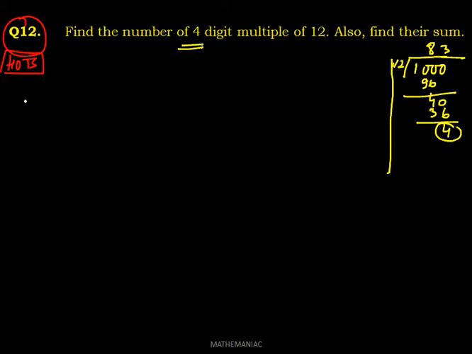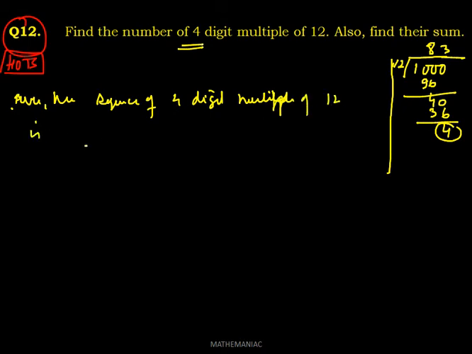So the first multiple will be what? I'm writing the statement also here, the sequence. Sequence of 4 digit multiple of 12. First one will be what? You can see 996 is the last multiple of 12 which is of 3 digit.